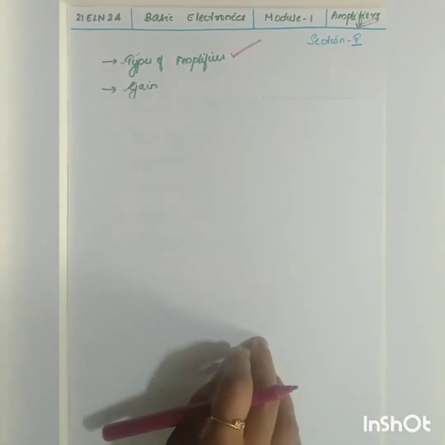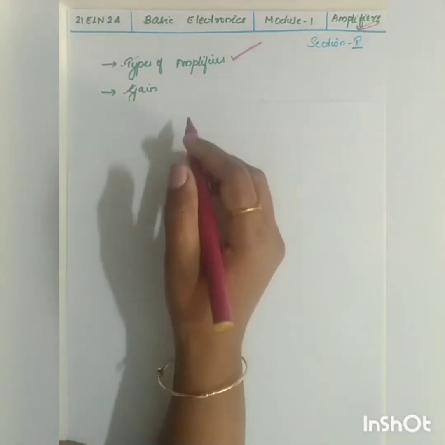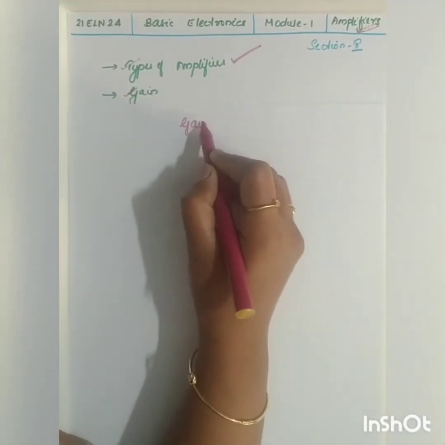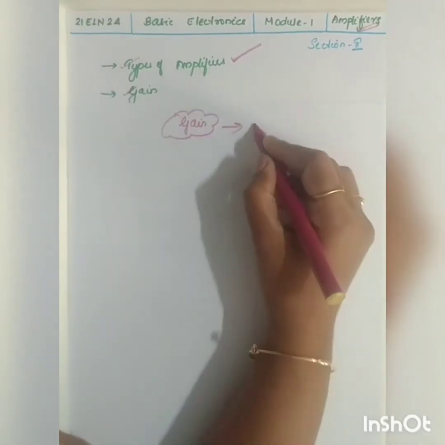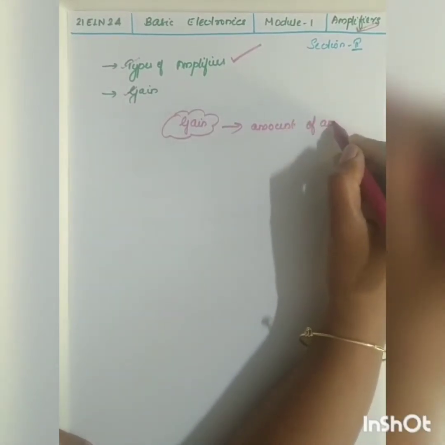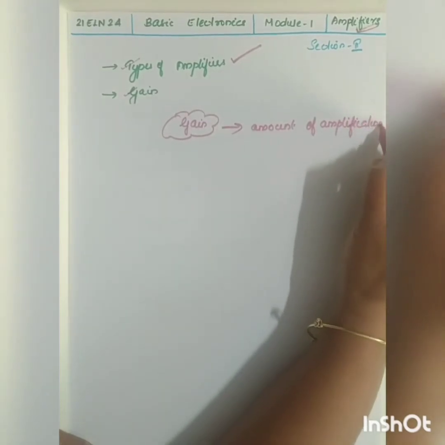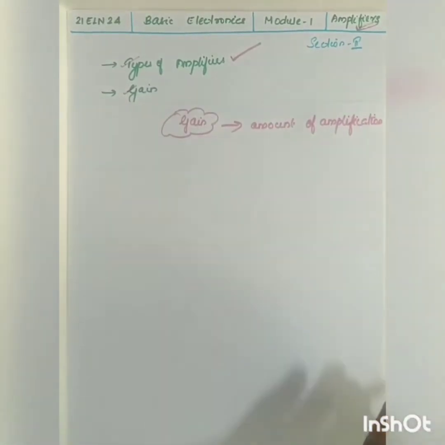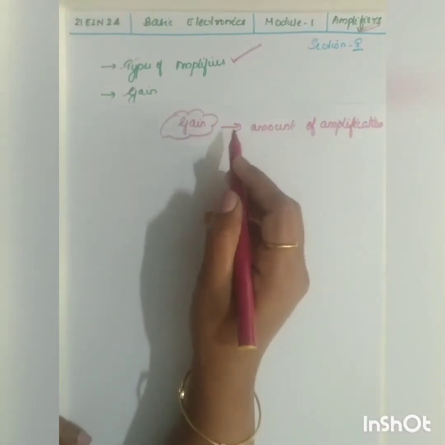So one of the important properties of an amplifier is its gain. What is meant by gain is that it can be defined as the amount of amplification by the amplifier. How much the output signal has increased in strength will be given by the gain value.